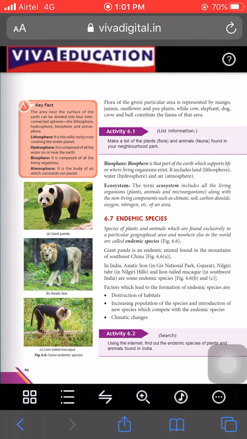Factors which lead to the formation of endemic species: the homes of species in many places are destroyed, there is an increasing population of species and introduction of new species. It also is affected by climatic change.